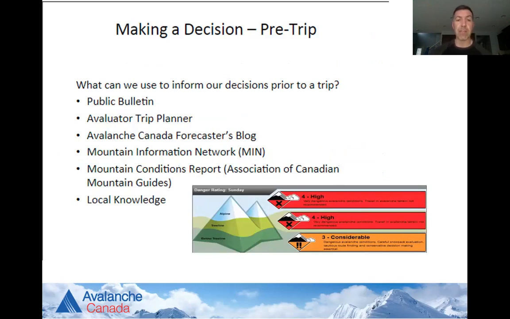Then looking at the Mountain Information Network. We'll have a look at these MIN reports and see what they say and what information we can gain from those reports. And then looking at mountain conditions reports, so looking at the ACMG website, where some guides post a recent trip report that they did to, say, Rogers Pass, to give you an idea of what the avalanche conditions and snow conditions are like in Rogers Pass. And obviously talking to people. You might know some people that have been to an area recently, and that can really help you out with your planning.